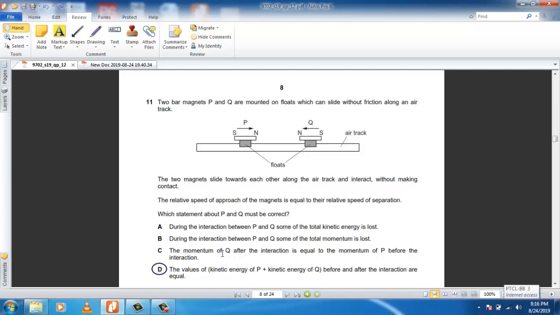So this question becomes straightforward. A said that during interaction between P and Q some of the total kinetic energy is lost. No. B, during the interaction between P and Q some of the total momentum is lost. No, it's always conserved. C, the momentum of Q after the interaction is equal to the momentum of P before the interaction. No. D, the values of kinetic energies before and after the interaction are equal. Yes, exactly, that's what it says.